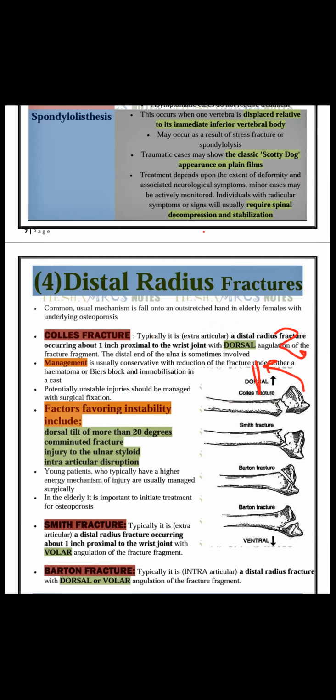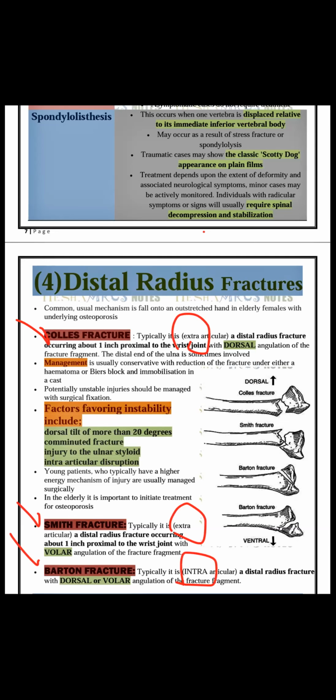If you have injury to the ulnar styloid, this is the distal radius. If you have an associated ulnar styloid fracture, or intra-articular disruption, like Barton fracture, take care. Colles fracture and Smith fracture are extra-articular. But what about Barton fracture?